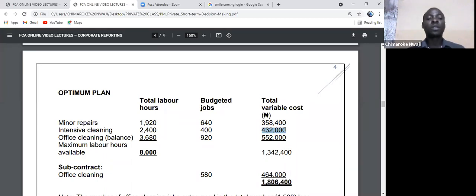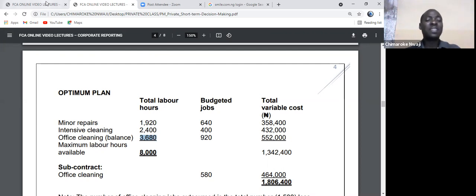So it means that the remainder that would make it 8,000 hours is what you will do. So how do we get that balancing figure? All we'll do is look for the minor repairs of 1,920 hours, add it to the 2,400 hours, and it gives you 4,320. Remove 4,320 from 8,000, you are left with 3,680. It means that that is the job you will do.